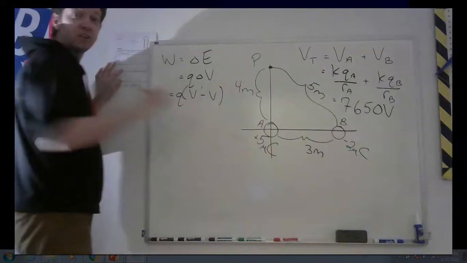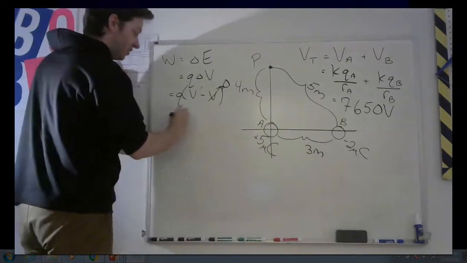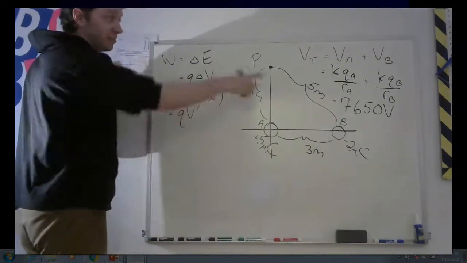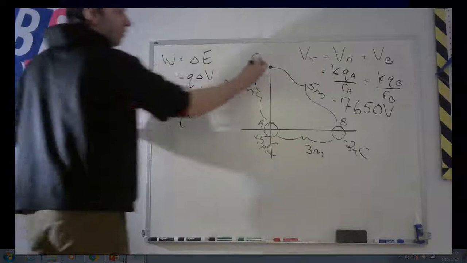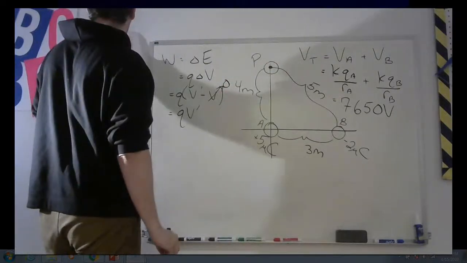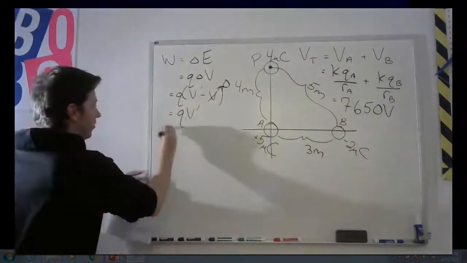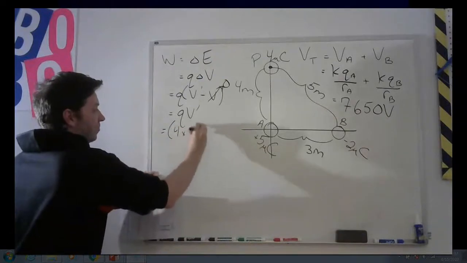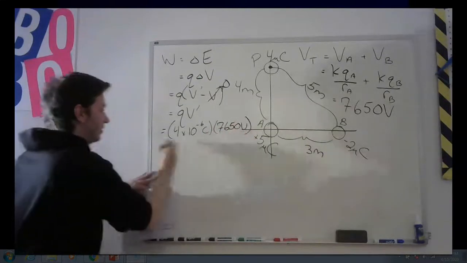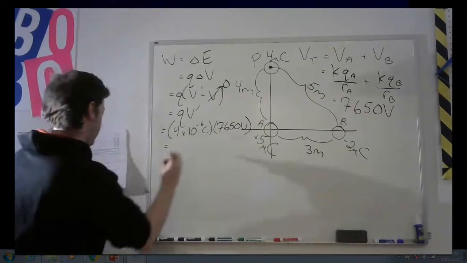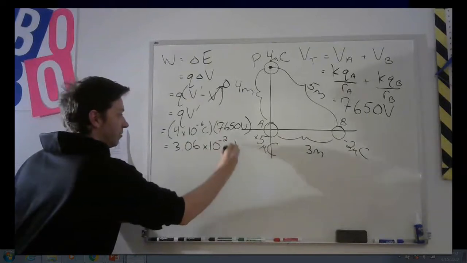Initial potential was all the way at infinity. When it's all the way at infinity, your potential is 0. So we're just left with Q times our final potential. Final potential is what we calculated in part A. And the Q is the charge that we're bringing over to P, which is 4 microcoulombs. So to calculate this, we will have 4 times 10 to the minus 6 coulombs times our potential, 7,650 volts, and we get 3.06 times 10 to the minus 2 joules.